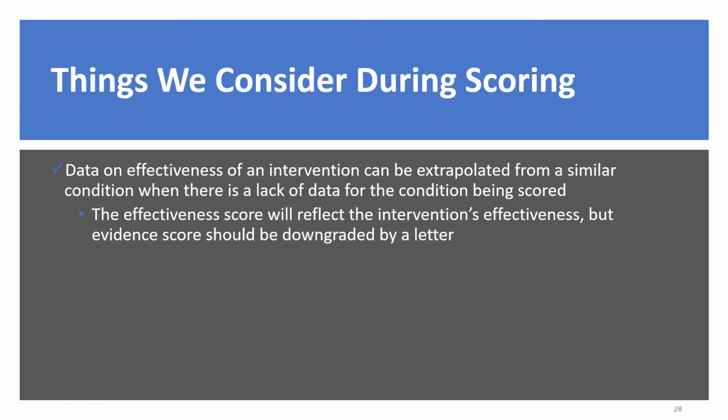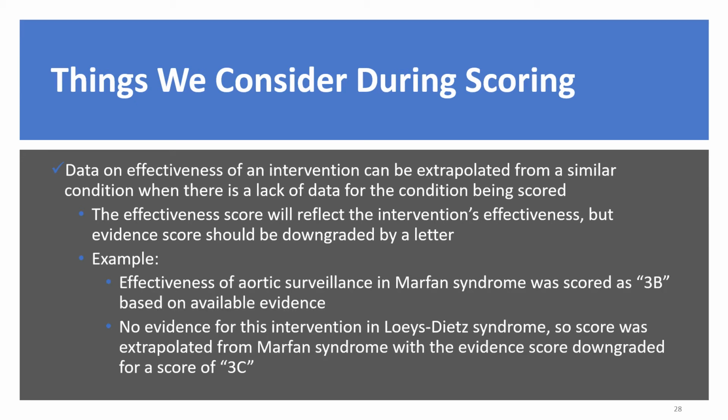When scoring effectiveness of an intervention, we don't always have information from people with the genetic condition that we're considering. So sometimes we may want to pull effectiveness of an intervention from a different population and extrapolate to the condition that we're considering. In this case, the effectiveness score will reflect the intervention's effectiveness, but we'll downgrade the evidence score by a letter to account for the fact that we're extrapolating from a different population.